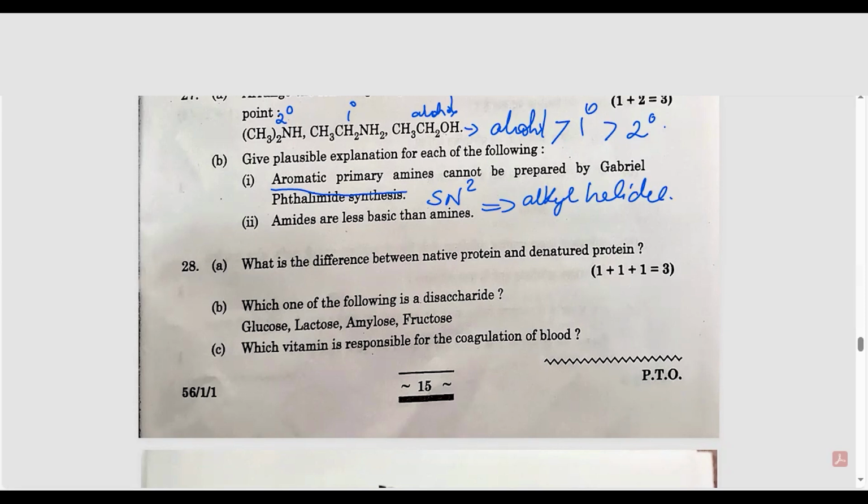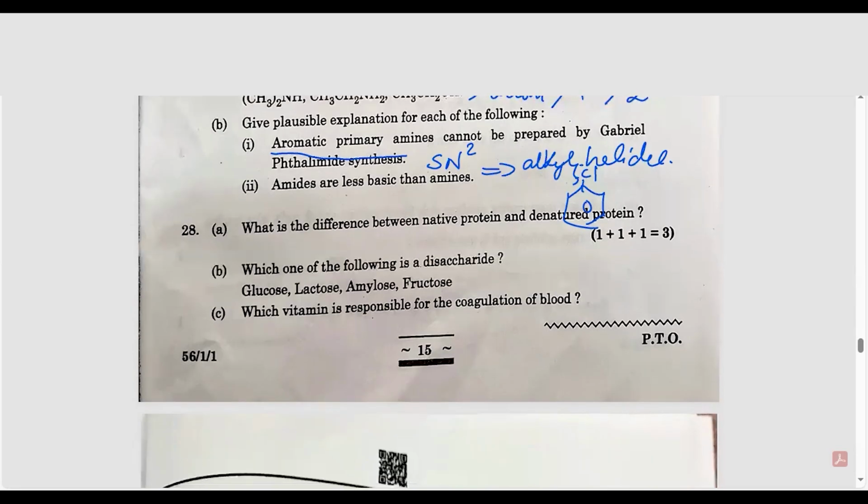Aryl halides are very much less reactive towards nucleophilic substitution reaction because of resonance. If it is Cl, it is resonance stabilized, so it is less reactive for substitution. That is why we cannot prepare aromatic primary amines by Gabriel phthalimide synthesis. And next, amides are less basic than amines.